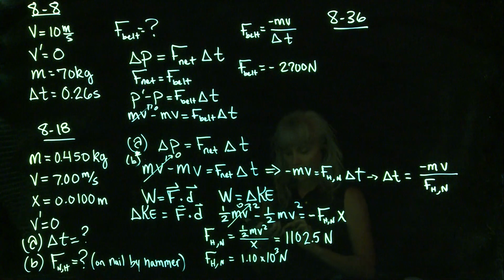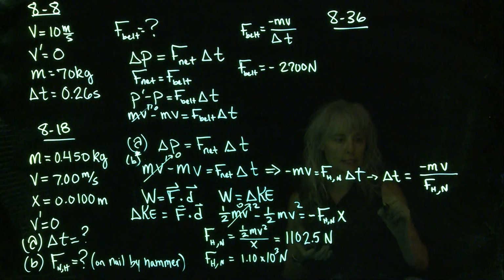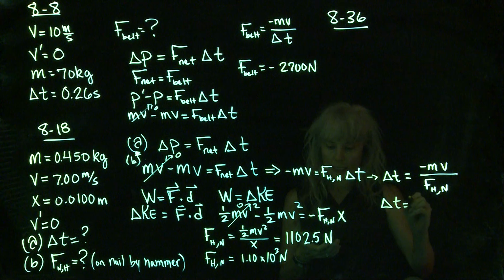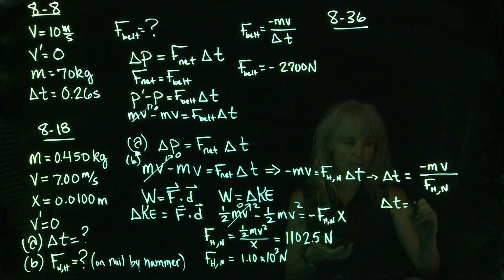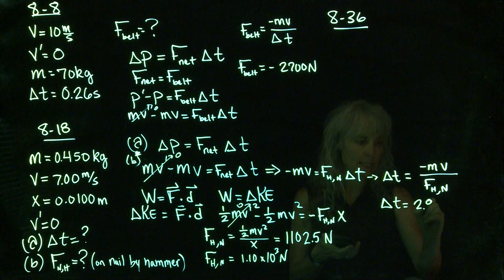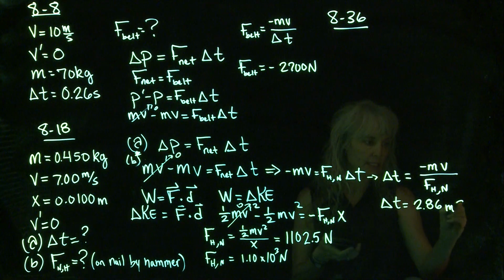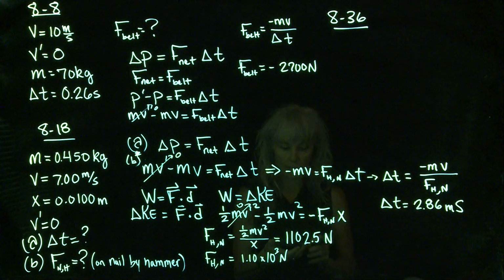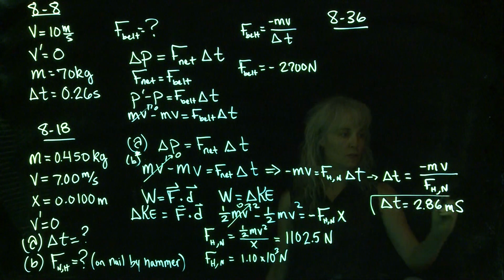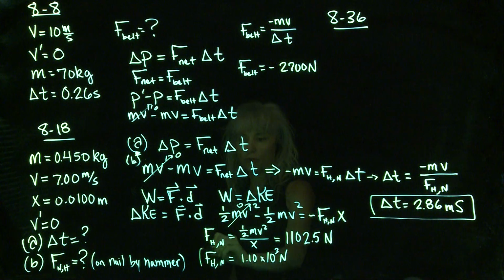And so now we take the mass of the hammer, 0.45, and we multiply by its initial velocity 7, and then divide by the 1102.5, which is the force, and we find that the time it takes to bring the hammer to rest is 2.86 milliseconds. So that's milli, that's times 10 to the minus 3. So a very, very small amount of time here. So these two are the answers for A and B.